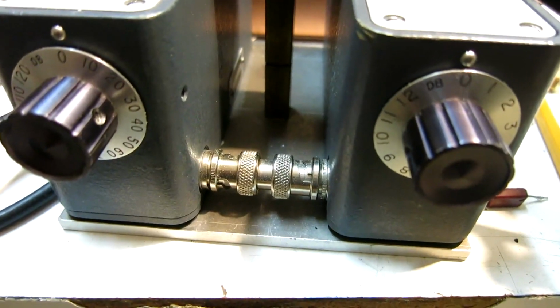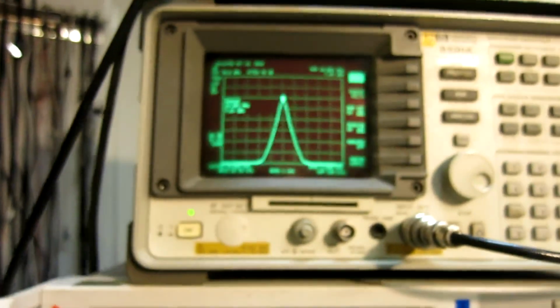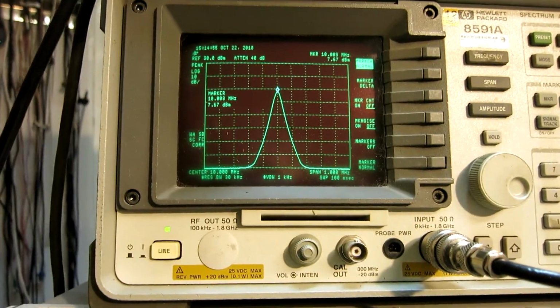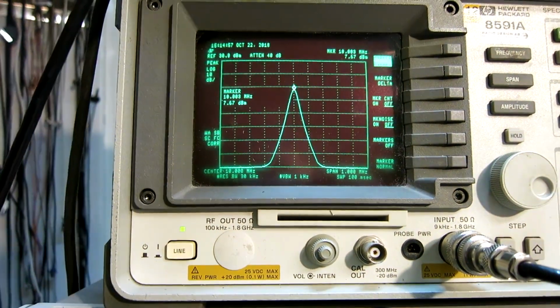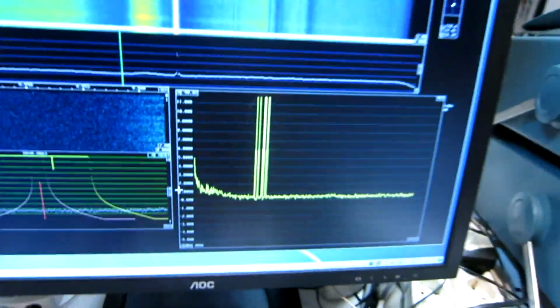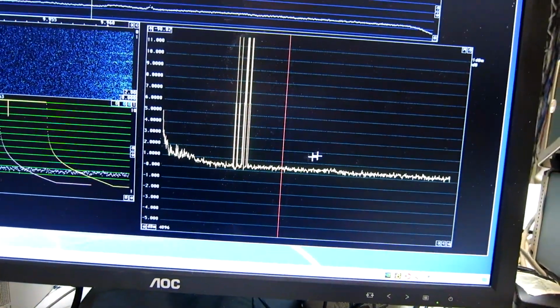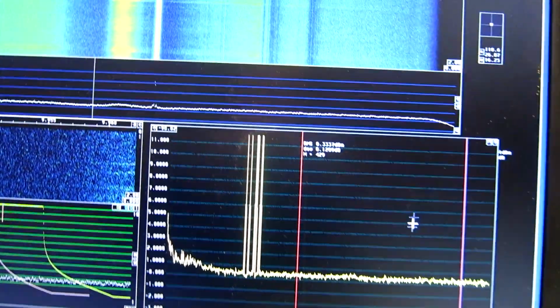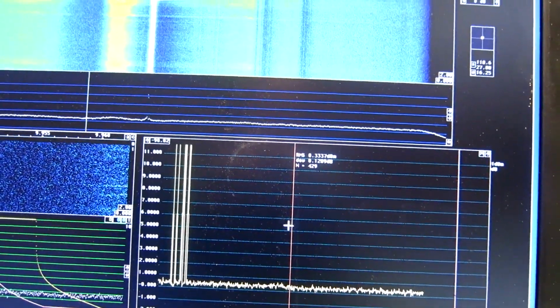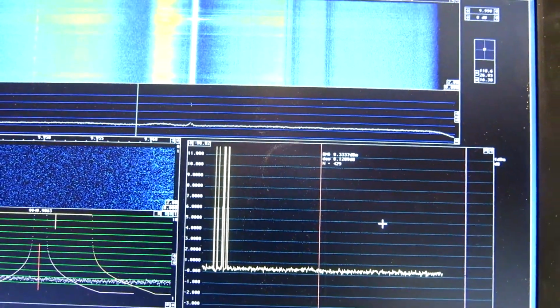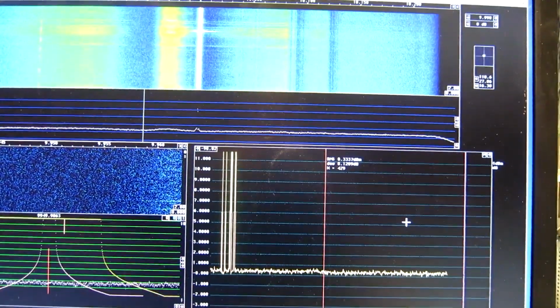I have set no attenuation, and then the signal level is 7.7 dBm. The noise floor looks stable, and it is at 0.33 dB, so this doesn't add any noise.